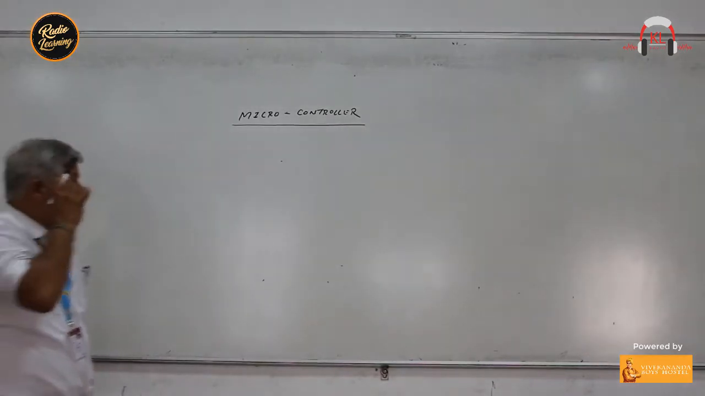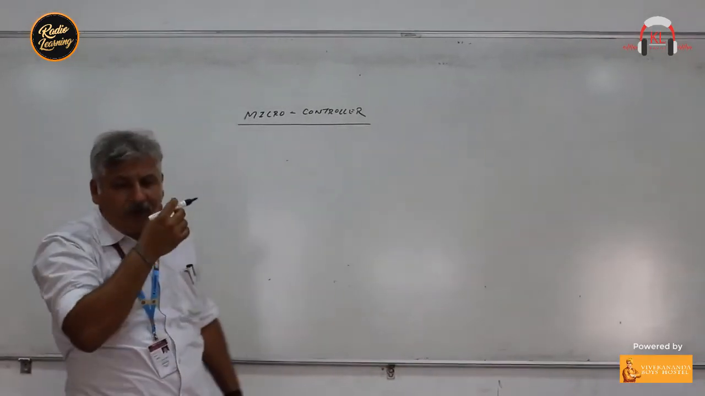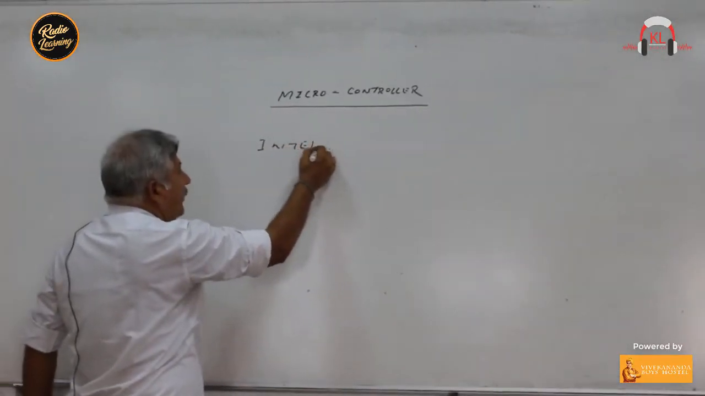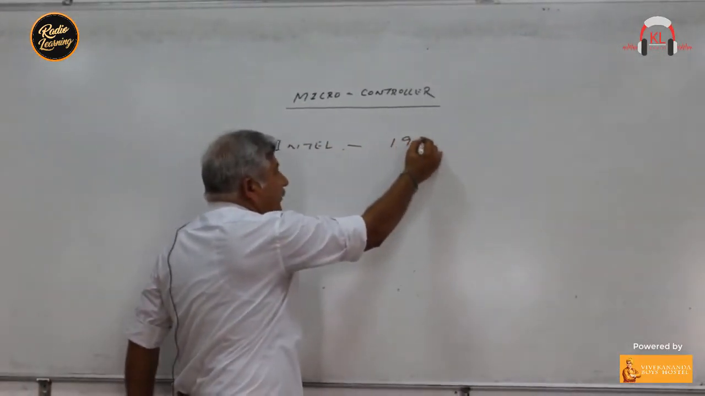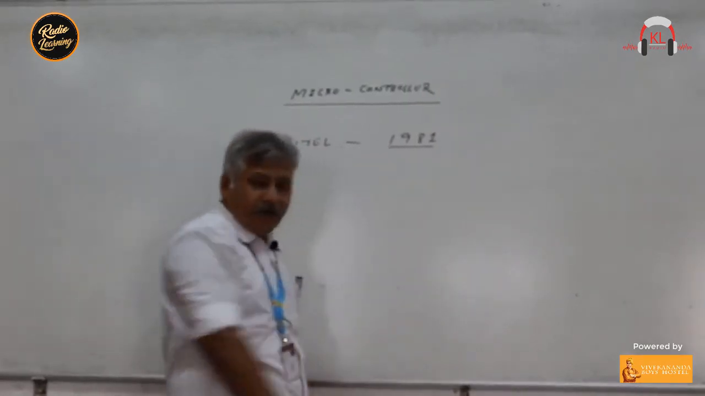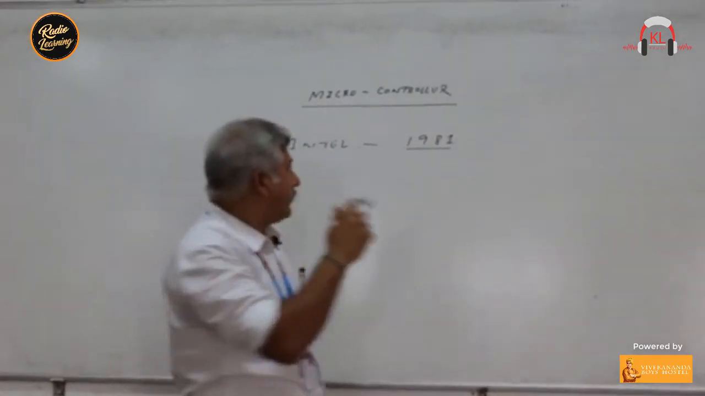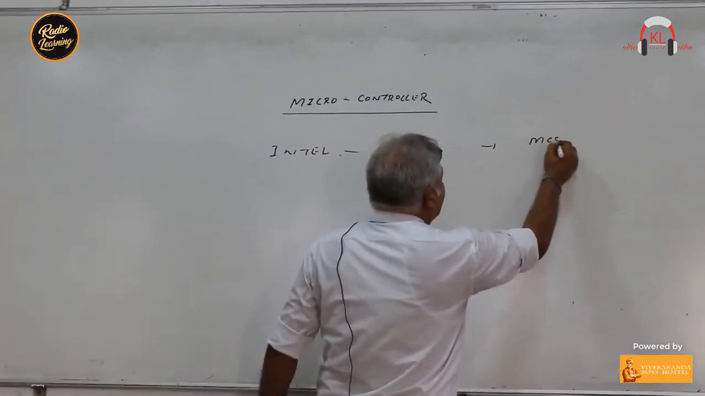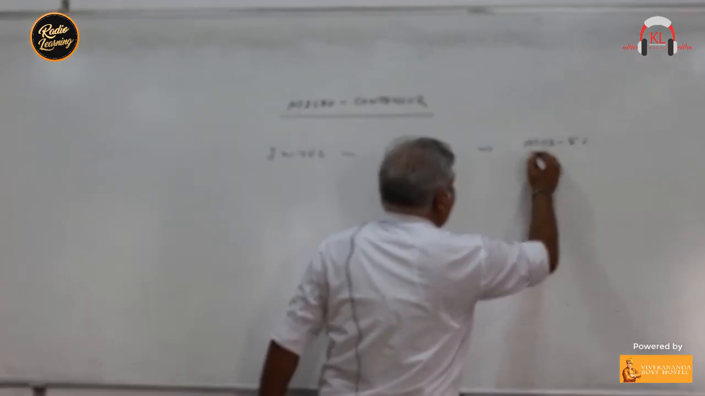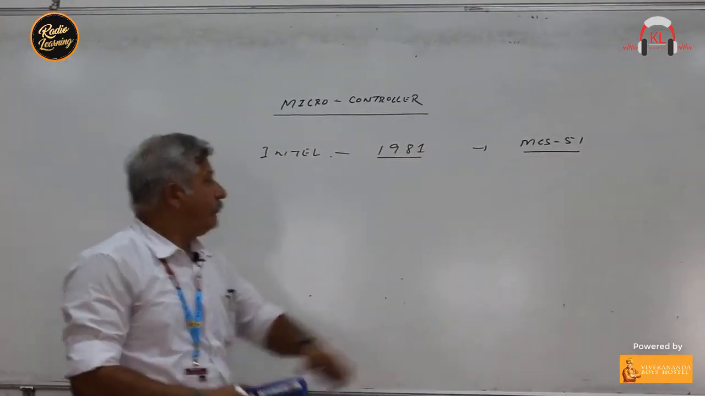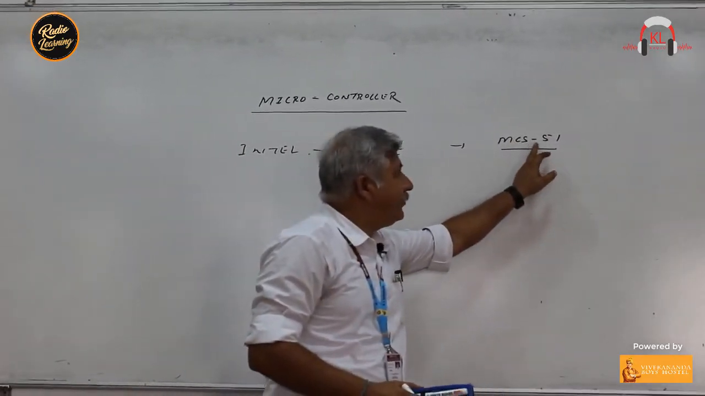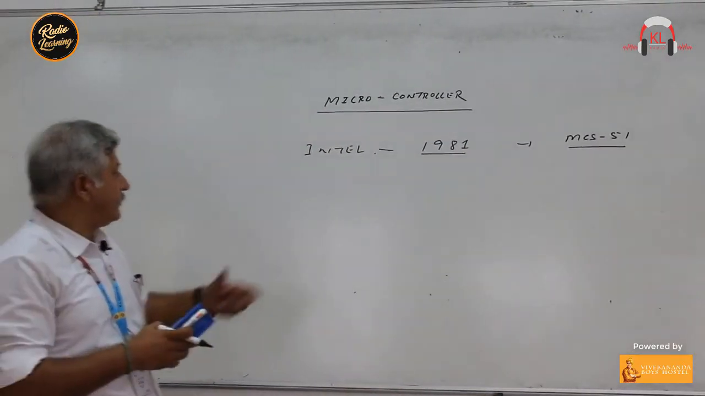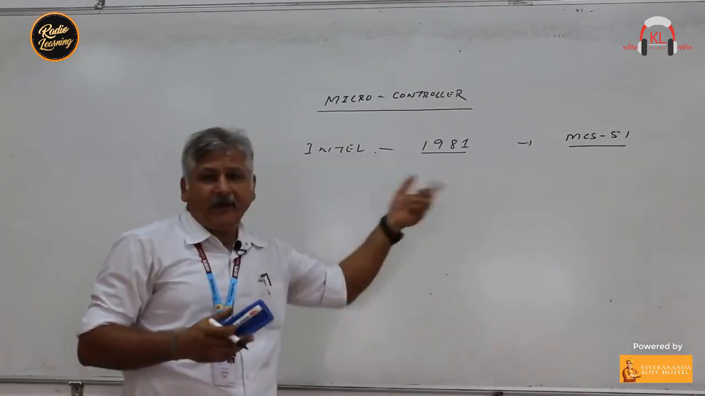So the first microcontroller was manufactured by Intel company in 1981, right? And the part number of that microcontroller was MCS 51, that is, microcontroller system 51 was the part number. So that microcontroller, the first microcontroller, was produced by Intel company in 1981.